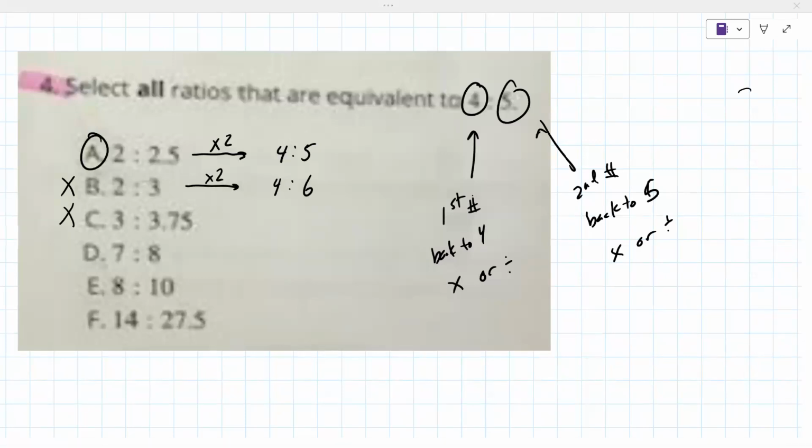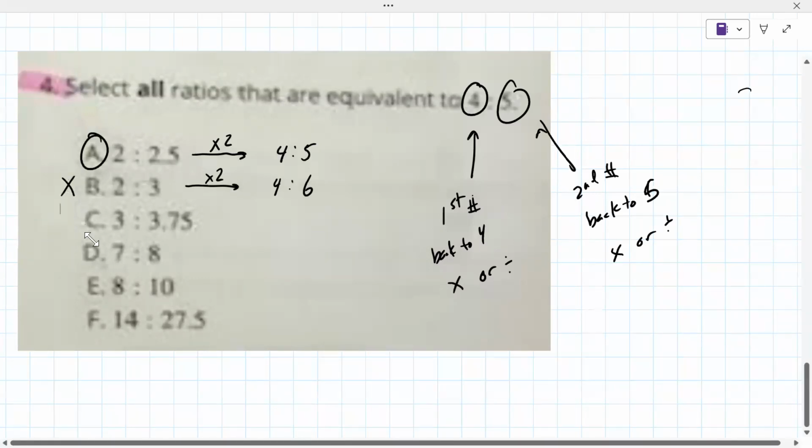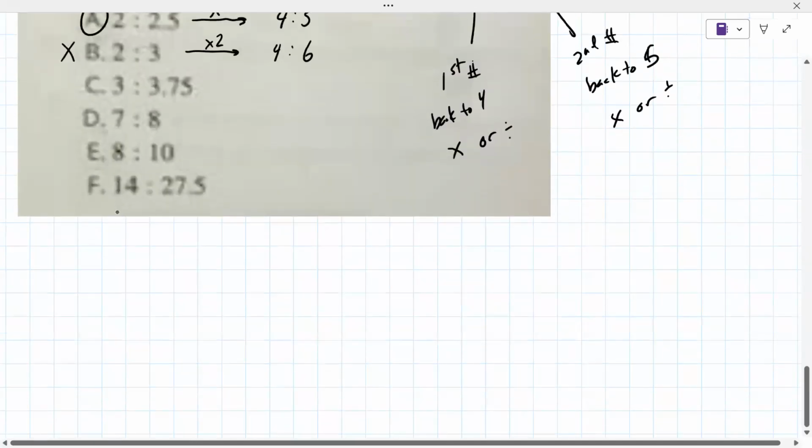Now we could do it, but it requires you to get way more comfortable with fractions. So that's kind of the initial analysis. Let's actually see how to do this correctly.